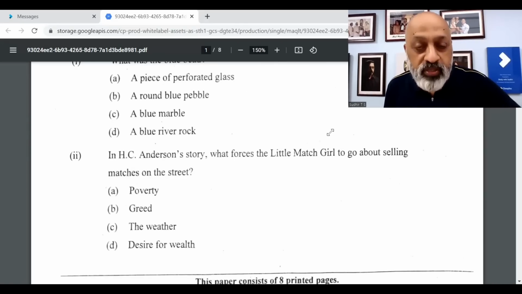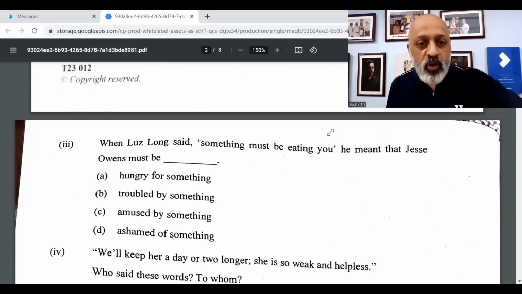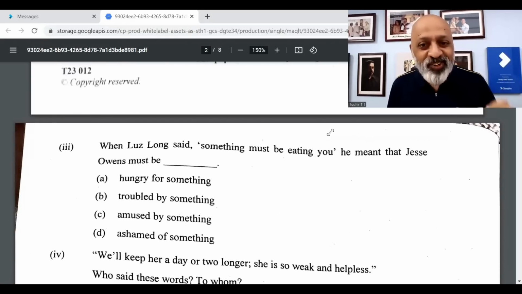In H.C. Andersen's story, what forces the little match girl to go about selling matches on the street? Poverty, greed, weather, or desire for wealth? Poverty. When Lustlong said something must be eating you, this was directly there, same words in our test series.